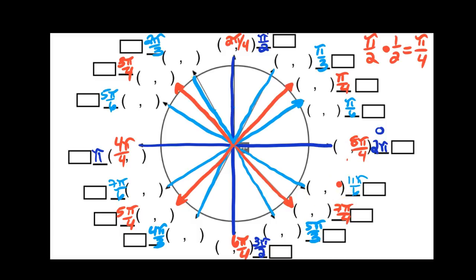So after you got that written out, we're going to reduce. 2 pi over 4 reduces to pi over 2, so that checks out. 3 pi over 4 doesn't reduce. 4 pi over 4, the 4's cancel. It's the same thing as pi. 5 pi over 4 does not reduce. 6 pi over 4 will reduce to 3 pi over 2. So that checks out. 7 pi over 4 doesn't reduce. 8 pi over 4 reduces to 2 pi.